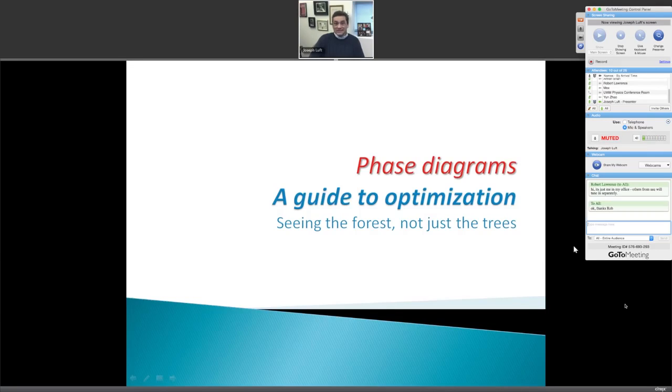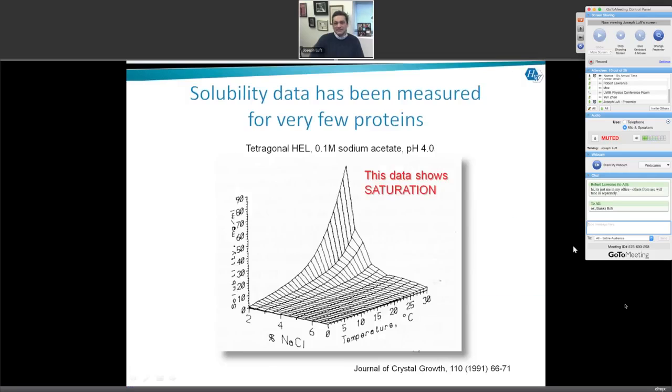So the phase diagram really is a guide to optimization. It lets you sort of see the entire forest, the entire landscape, not just individual outcomes. It lets you put things together in a way that makes sense.